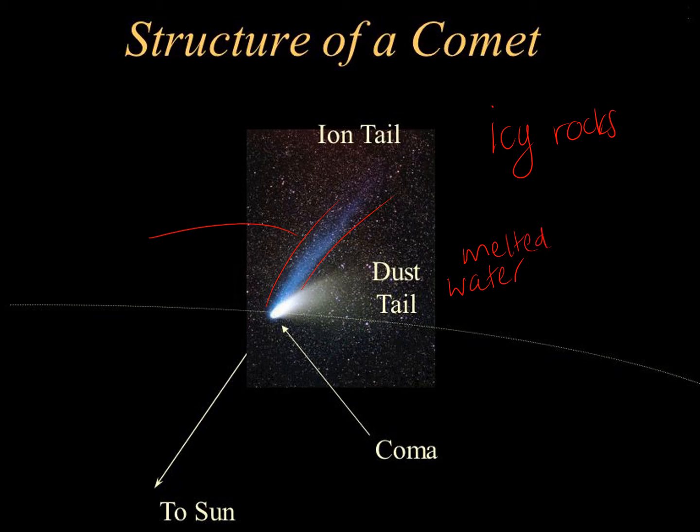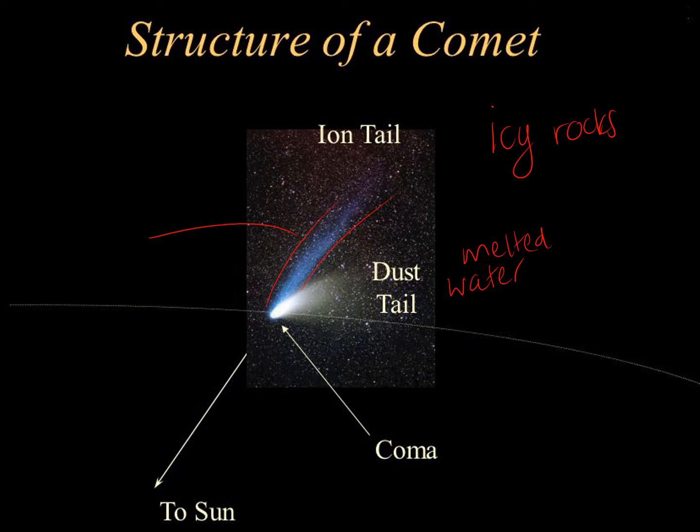Okay. And the tail always points away from the Sun regardless of the direction of the comet. So if the comet is going left to right, the tail is going to go away from the Sun. It doesn't matter which way the comet is going, the tail is always going to go away from the Sun.